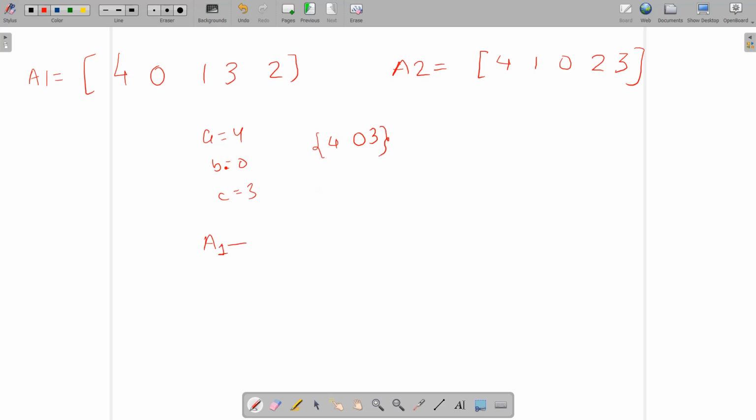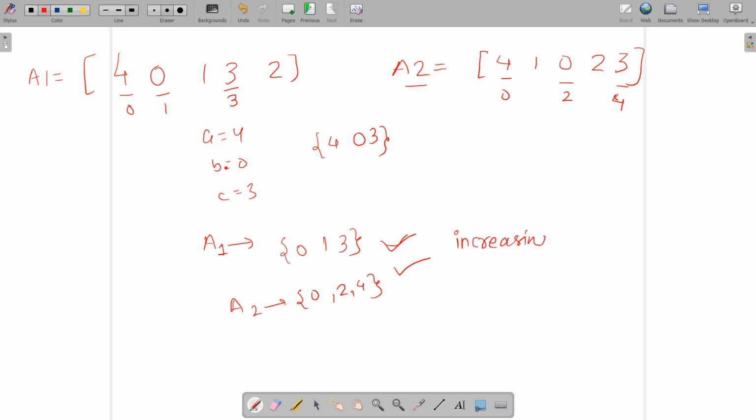For the case of A1 array, 4 is present at 0 index, 0 is present at 1 index, and 3 is present at 3 index. So we have the indices 0, 1, 3. And for the case of A2, 403, let's locate 0, 2, and this is nothing but 4. So for A2, it is 0, 2, 4. Note that both of these index sets are in increasing order. So this is a valid triplet.